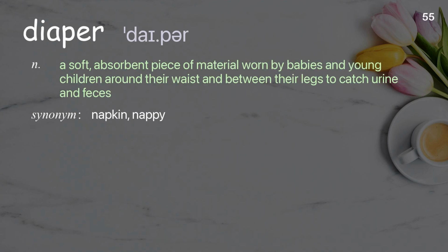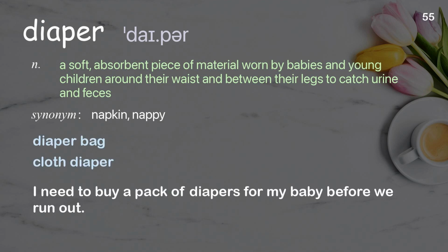Diaper. A soft, absorbent piece of material worn by babies and young children around their waist and between their legs to catch urine and feces. Examples: Diaper bag. Cloth diaper. I need to buy a pack of diapers for my baby before we run out.